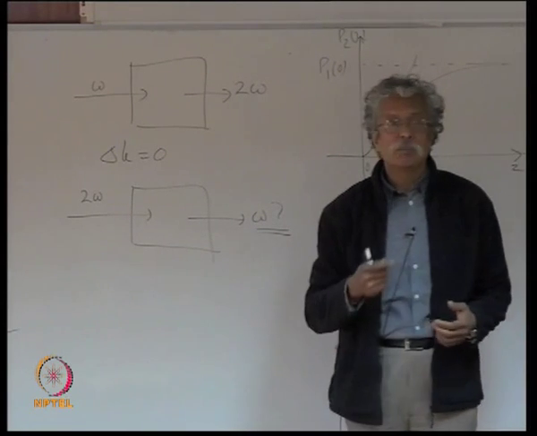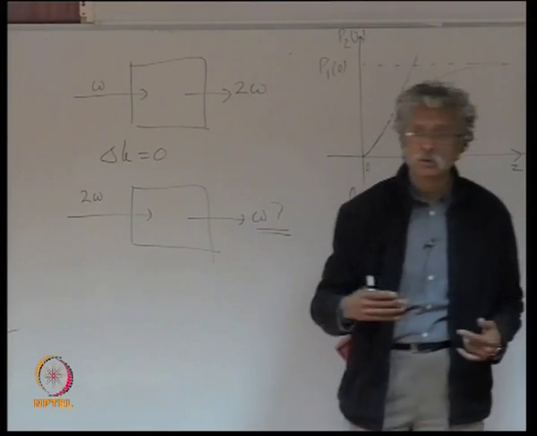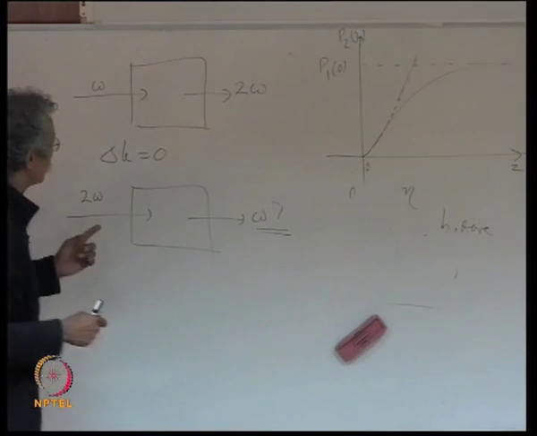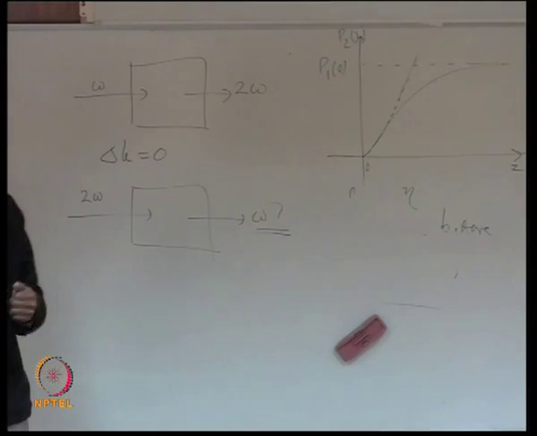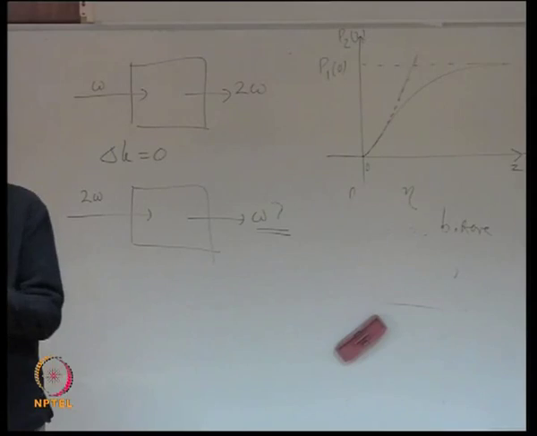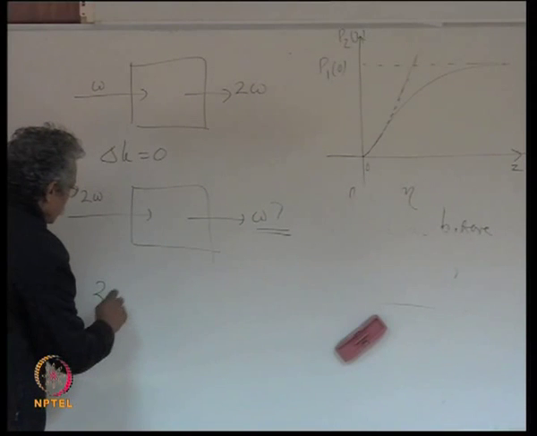This is also called parametric down conversion. You are decreasing the frequency, you are generating a lower frequency from a higher frequency. It's called parametric down conversion. And in fact, this 2 omega can be written as a sum of an infinite set of two frequencies. 2 omega is omega plus omega. 2 omega is omega 1 plus omega 2. Any sum omega 1 plus omega 2 is also 2 omega. So in fact, there are infinite combinations of this equation.